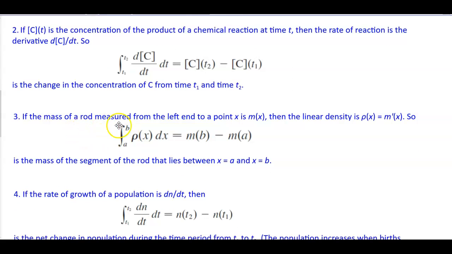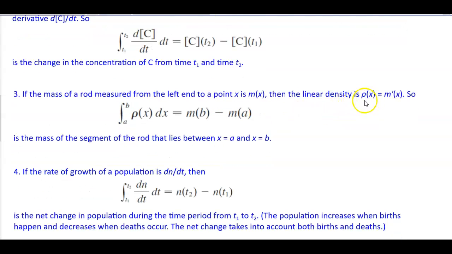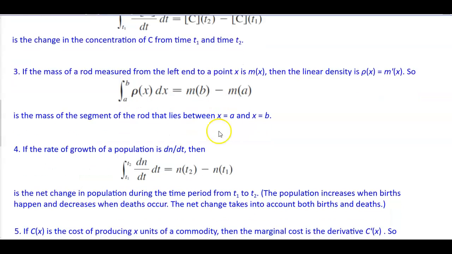Now if the mass of a rod, measured from the left end to the point x, is m of x, then the linear density is rho of x, which is equal to m prime of x, so we would get the following. The integral from a to b of the linear density function dx is equal to m of b minus m of a. This is the mass of the segment of the rod that lies between x equals a and x equals b.